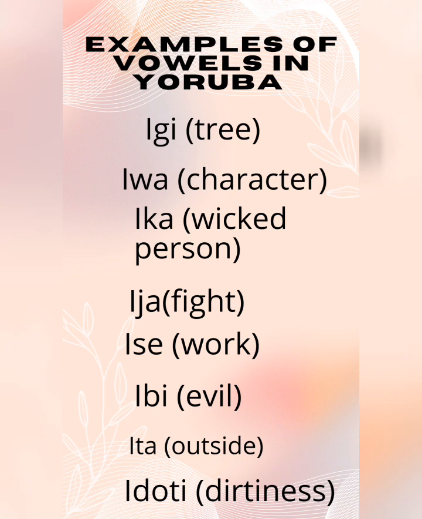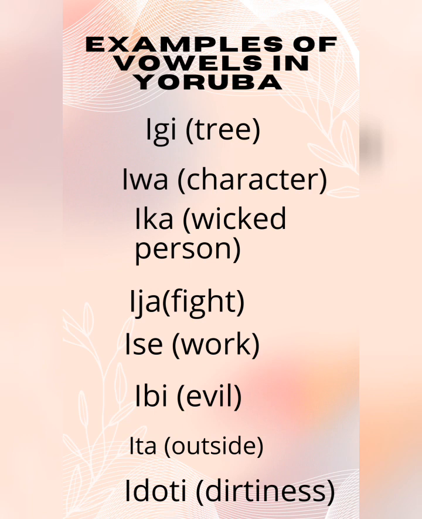So we have other examples. We have mentioned igi, tree. Now let's look at another beautiful example. Ìwà, that's character, your attitude. Character, it tells a lot about you. I-W-A, ìwà. Character in English, ìwà in Yoruba.